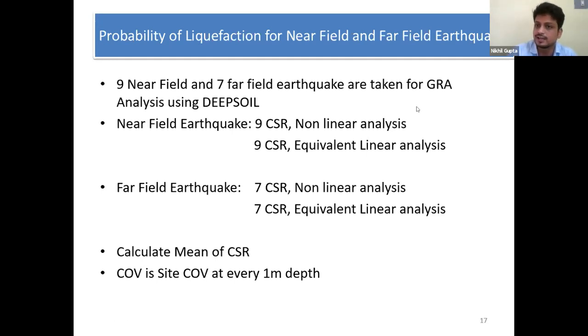For the 9 near field earthquake data, there are 9 values of CSR from non-linear analysis, and 9 values of CSR from equivalent linear analysis.